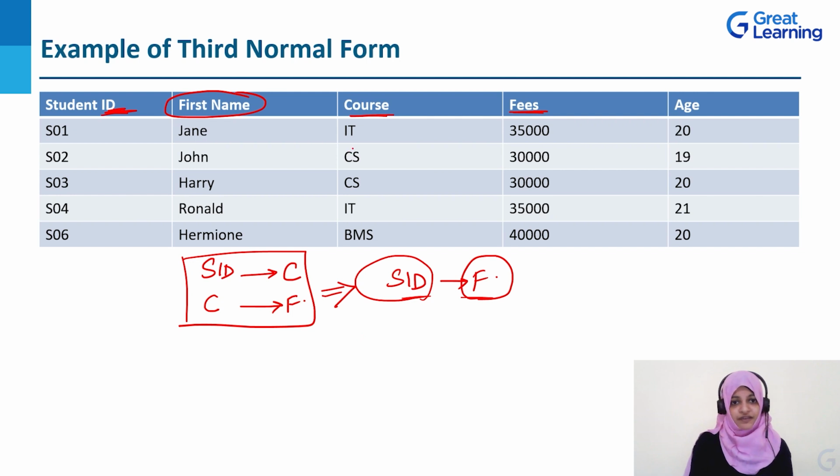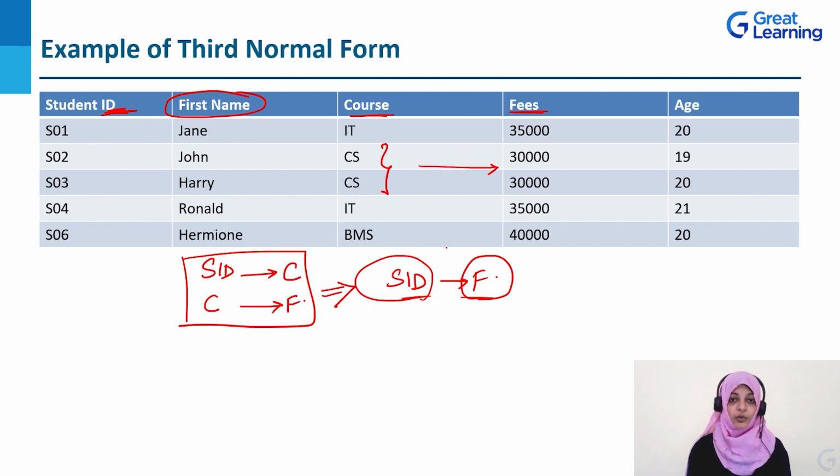Here, fees is ideally dependent upon course. Whatever the course, that much will be the fees. So as you can see, IT has a fees of 35,000, CS has a fees of 30,000, BMS has a fees of 40,000. So the course is what defines the fees and not the student ID. But in this table, that is not possible. This is what transitive dependency is.